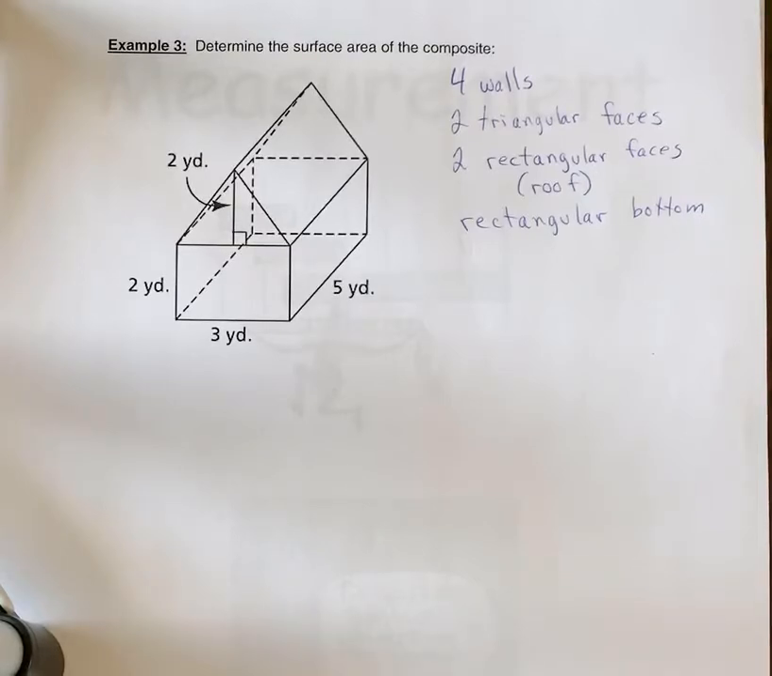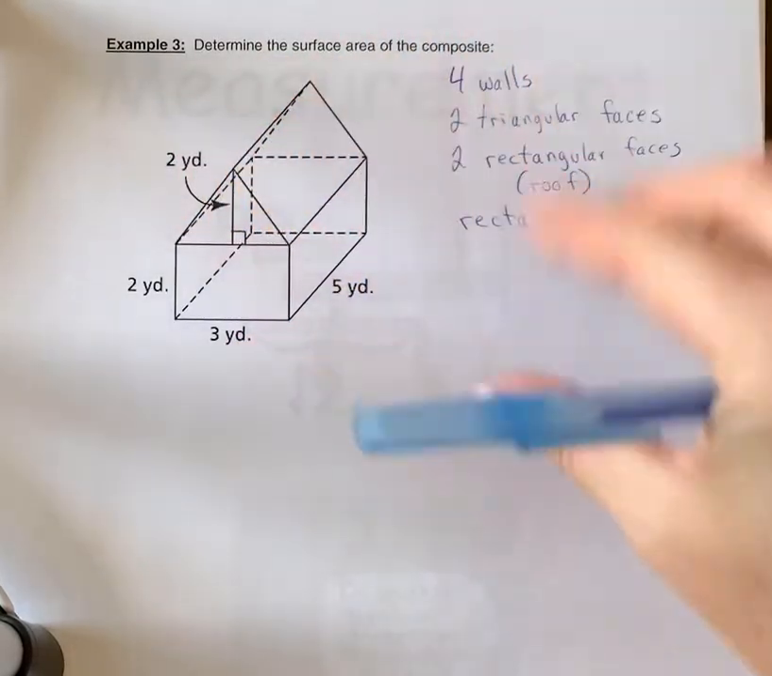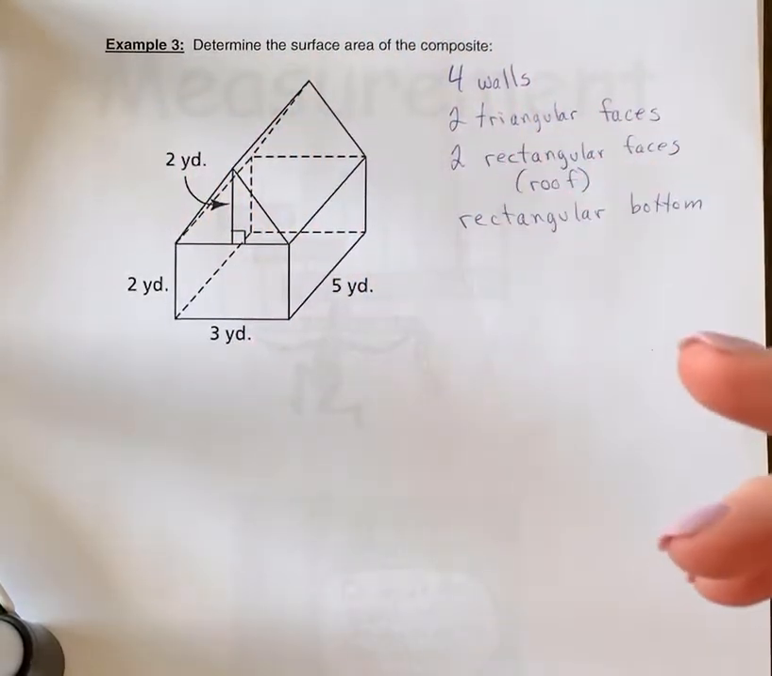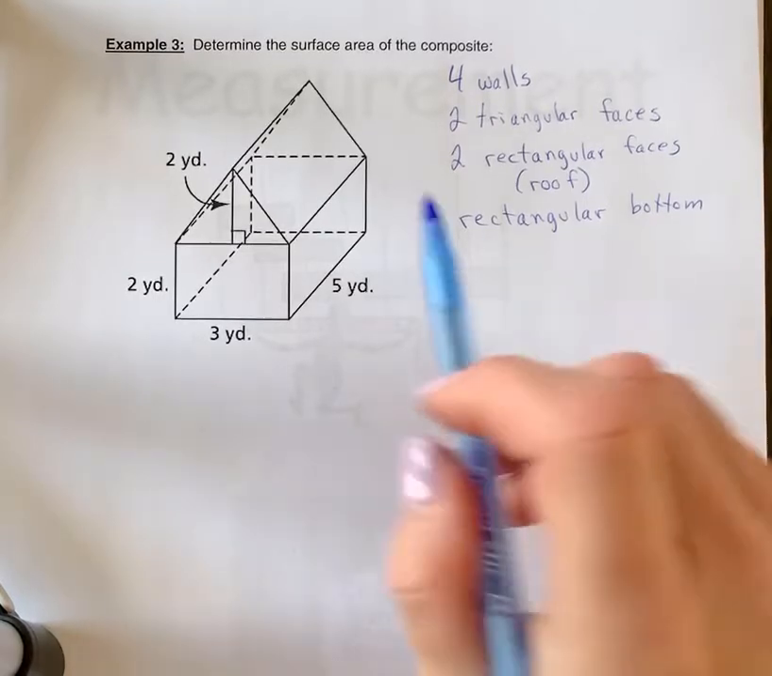Determine the surface area of the composite object. So we're going to look at this shape. And again, think about if you could pick this object up and paint the entire sides, roof, bottom, and everything, what would be the surface area? So I've broken this down into sections.